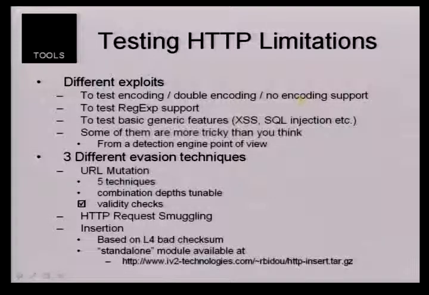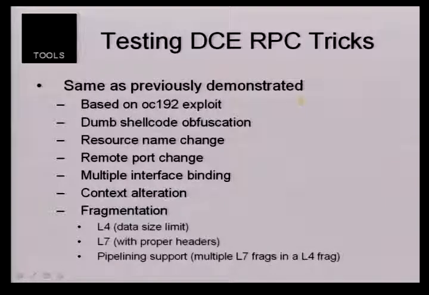And insertion. The insertion mechanism here is based on layer 4 checksum validation. And I've got, well, a tool which is standalone just to test this feature. Very easy. And you see that a lot of IPSs don't test for this kind of feature. And then, well, testing the CRPC. So it's just the code I showed you, which is included in this framework, which makes it possible to play with this very old exploit with, well, shellcode obfuscation, change the resource name, remote port, bind on multiple interfaces. So it's still the old way.